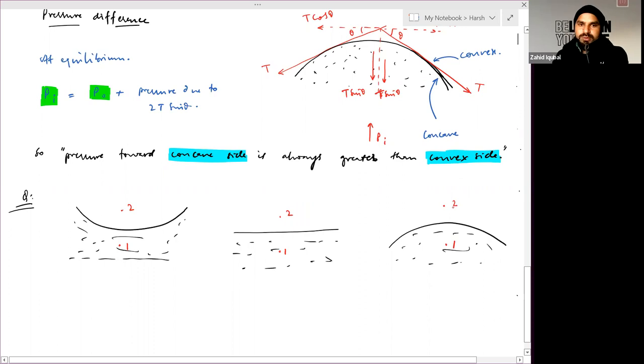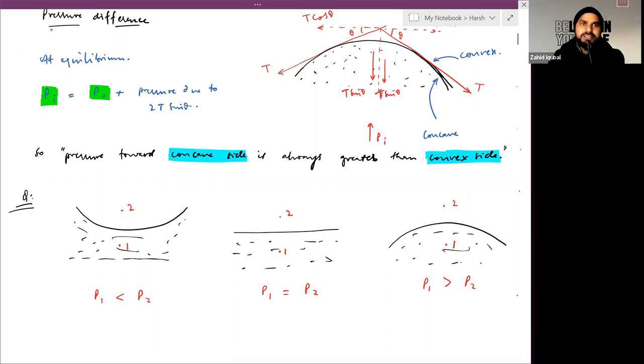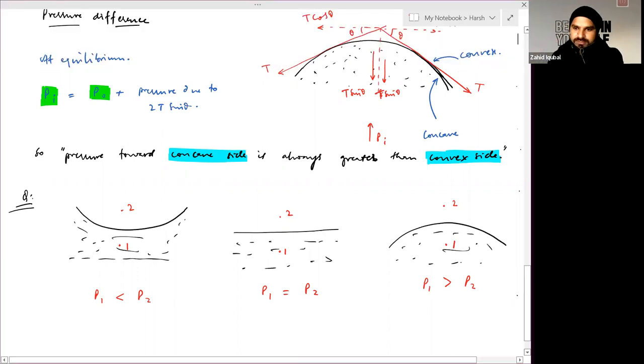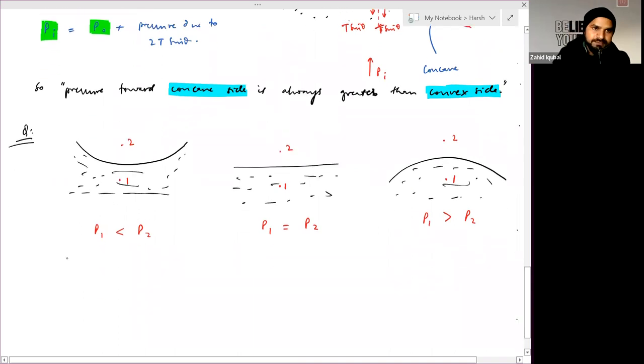You'll be asked towards which side we have more pressure, 1 or 2, in each of the following. In the first part, P1 and P2, which is stronger? 2. Good. In the second, they're equal, sir. Good. Third, sir, 1 is greater. Good. So depending upon their curvature, we may define the pressure difference. So next we have to calculate how much the pressure difference is between these two terms, which is called excess pressure.